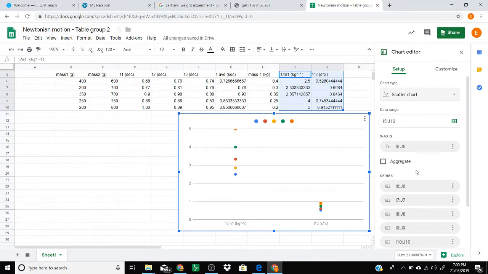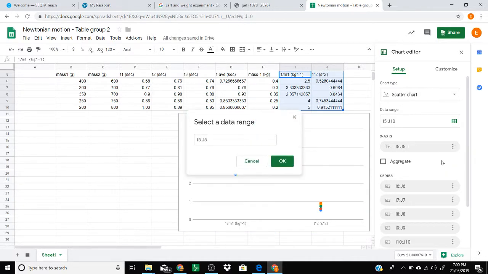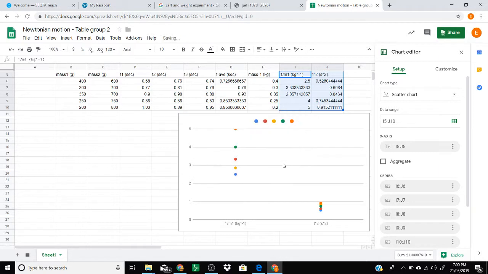So, all right. Let's start with the x-axis. Okay, I5. Yes, that's correct. All right.